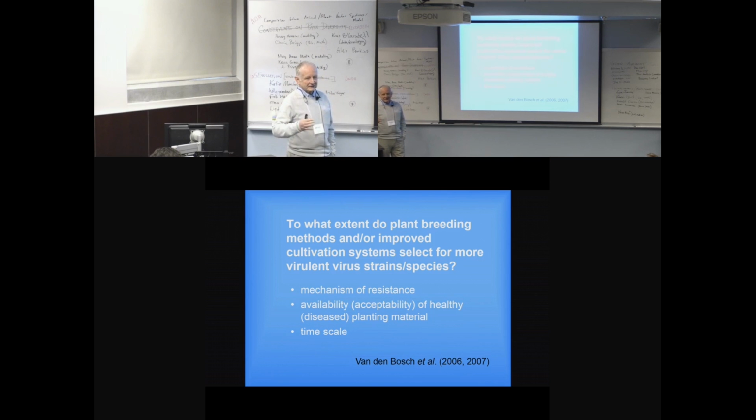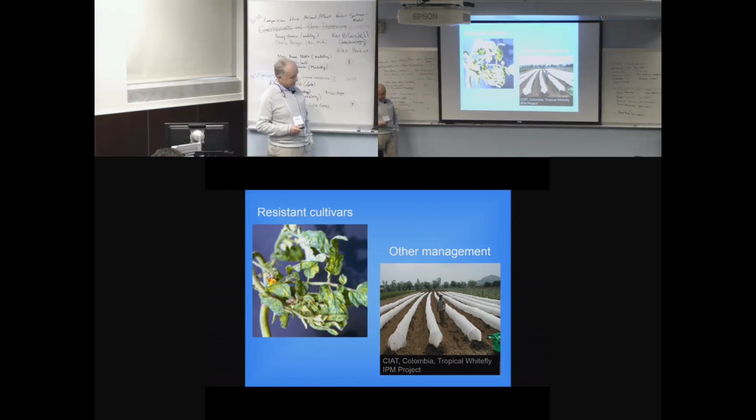Let's keep this in a rather broad sense, the aggressiveness of a particular virus strain or species. To do that, we looked at the various ways in which resistance could work, the availability of healthy or diseased planting material, and what circumstances we might have to use diseased planting material, and the time scale over which we'd be considering possible changes.